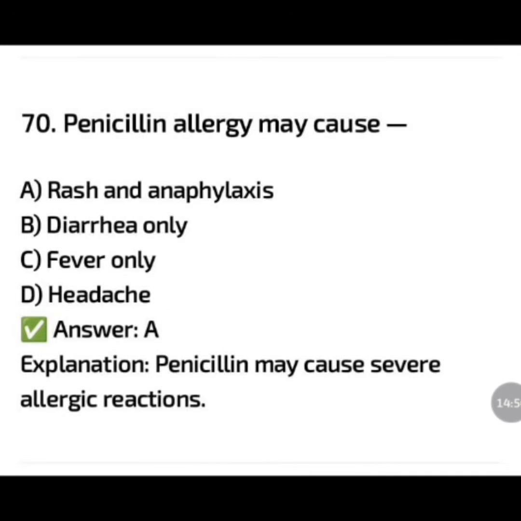Penicillin allergy may cause: rash and anaphylaxis, diarrhea only, fever only, or headache? The correct answer is option A, rash and anaphylaxis. Penicillin may cause severe allergic reactions.